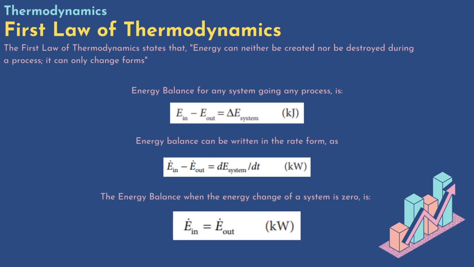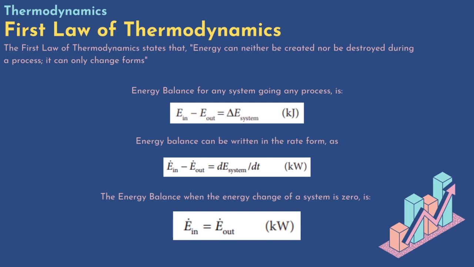Noting that energy can be transferred to or from a system by heat, work, and mass flow, and that the total energy of a simple compressible system consists of internal, kinetic, and potential energies, the energy balance for any system undergoing any process can be expressed as energy in minus energy out is equal to the total change of energy in the system. In the absence of significant electric, magnetic, motion, gravity, and surface tension effects, the change in the total energy of a system during a process is simply the change in its internal energy. That is, the derivative of energy in the system is equal to the derivative of internal energy of the system. Energy balance can be written in the rate form as energy in minus energy out is equal to the derivative of energy in the system divided by the derivative of time.